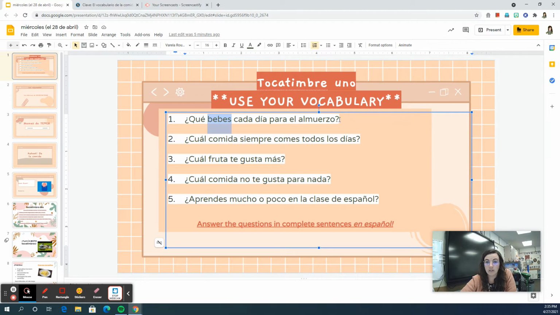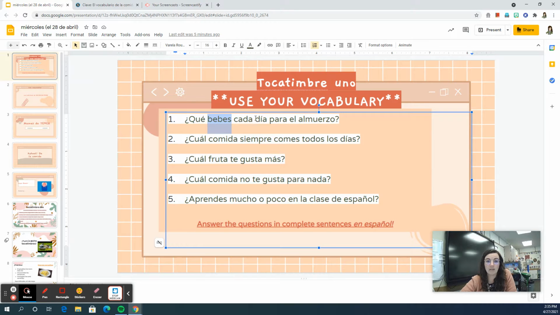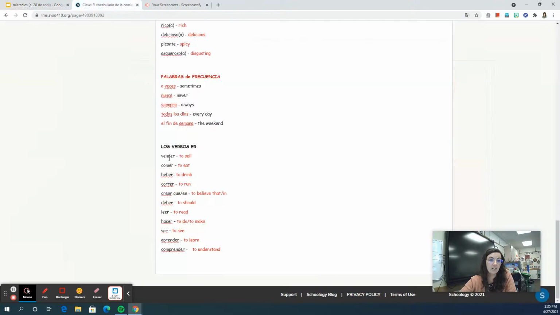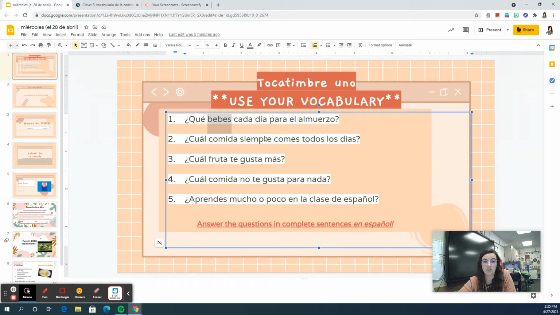Bebes, as we know, is one of our ER verbs and it means to drink. If the ending is ES, we know it is in the tú form. So I'm asking, what do you drink? Cada día is a vocab word in our words of frequency. If we go down to the bottom here, todos los días or cada día, it means every day. Para el almuerzo. In our vocab list, we can go up to the very top. Almuerzo is lunch. So it's asking, what do you drink for lunch every day?